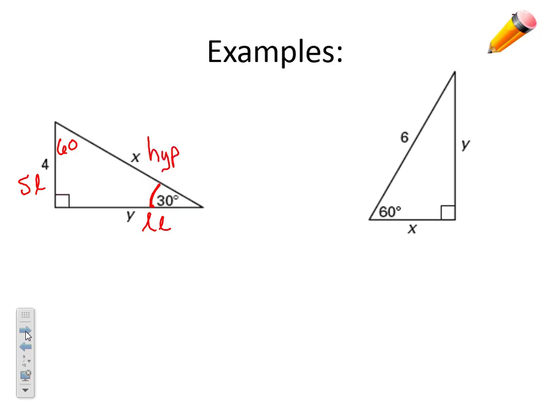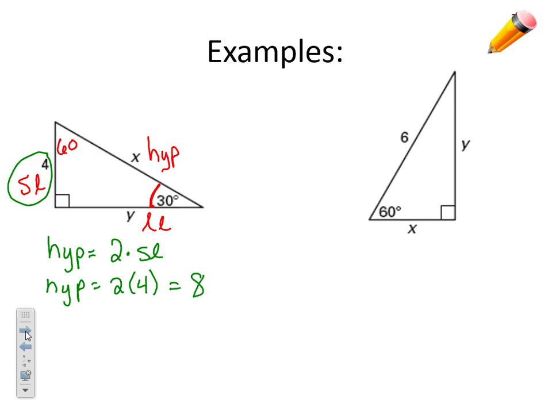Now it's nice. I know my short leg. Whenever I know my short leg, I can get right down to business. I can find my hypotenuse or my long leg. So I'm going to find my hypotenuse first. So to find the hypotenuse, it equals 2 times the short leg. So this one equals 2 times 4, which is just 8.